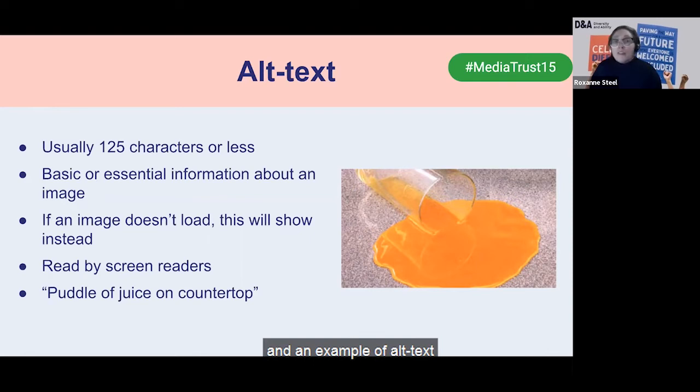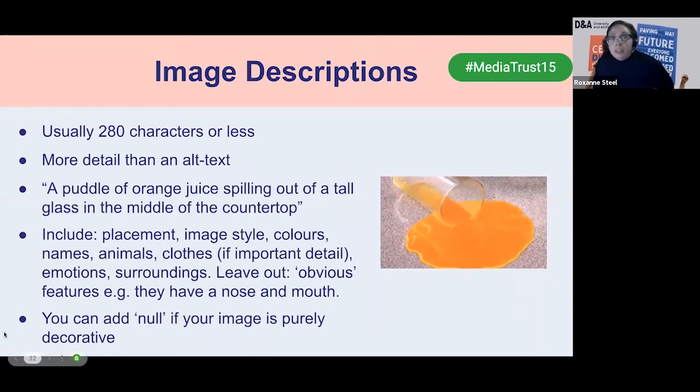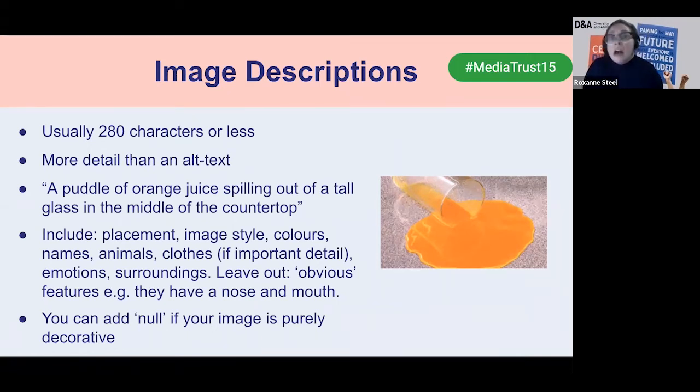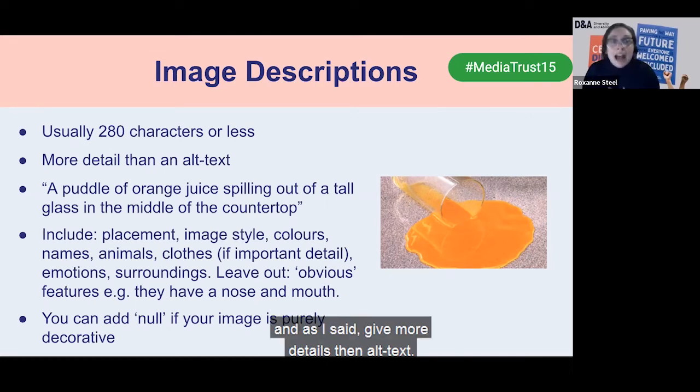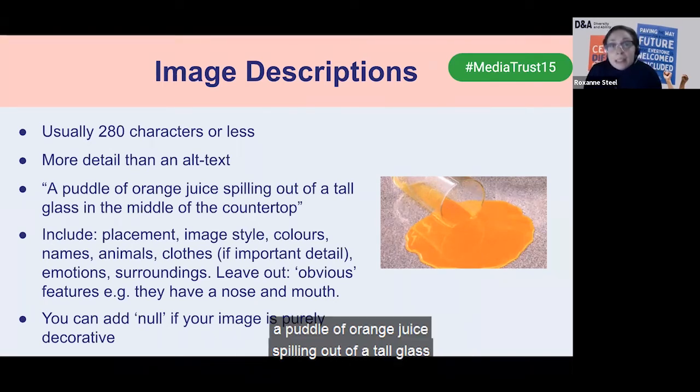And an example of alt text for the picture we have on the screen is simply a puddle of juice on a countertop. So, image descriptions. This is something that is slightly longer and usually more detailed. This isn't just read out by screen readers. This can be visually accessible to those who traditionally read, and as I said, gives more detail than alt text. So an example of this picture, again, using an image description, would be a puddle of orange juice spilling out of a tall glass in the middle of a countertop.